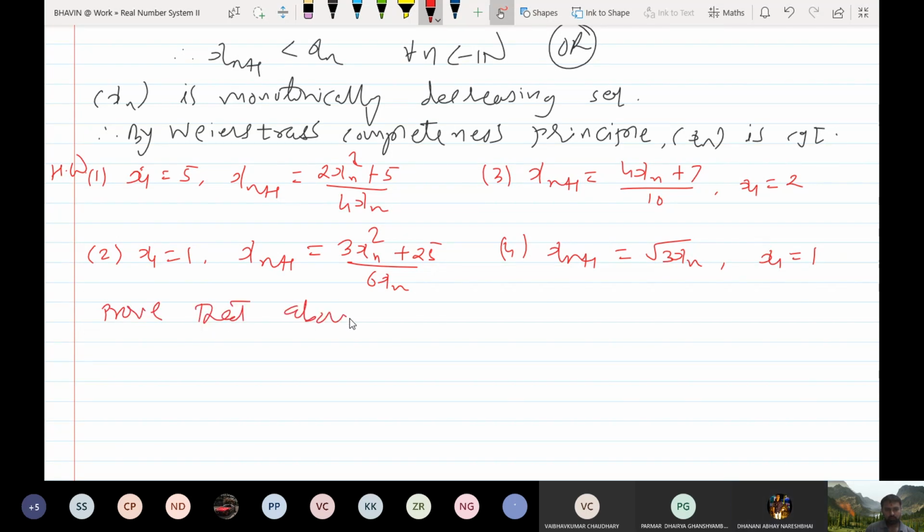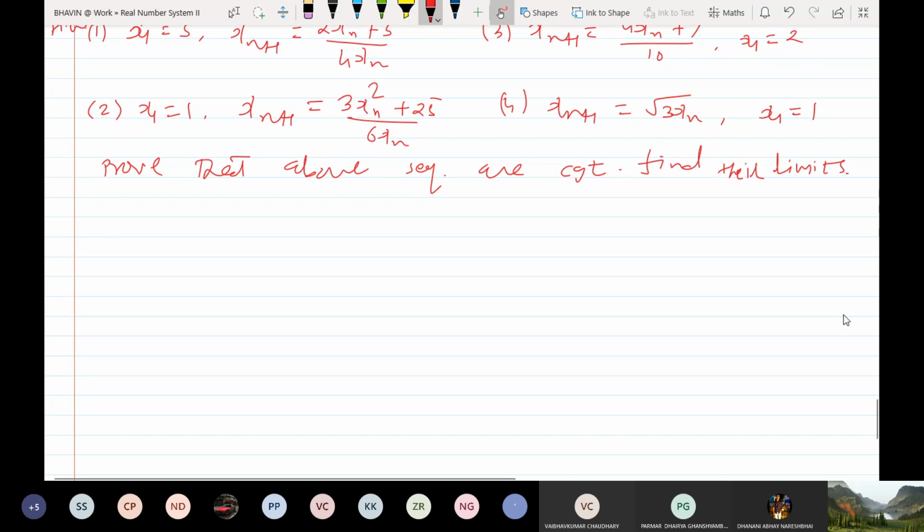हाँ सर. Okay, now so these are the examples. Now let me take one more example.